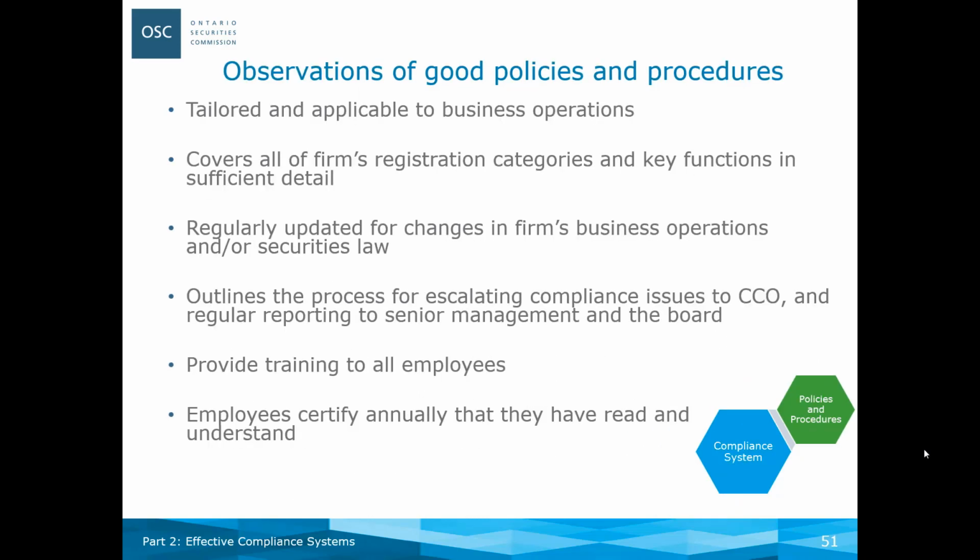During our reviews, we often note instances where firms do not have an adequate written policies and procedures manual. A good policies and procedures manual is tailored to the firm's business operations and covers all of the firm's registration categories and key functions in sufficient detail. It is regularly updated to reflect changes in the firm's business and regulatory changes. And it outlines the process for escalating identified non-compliance to the CCO.